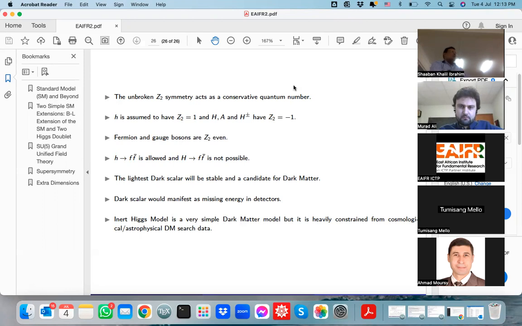And as usual, once you assume something in addition to the standard model, you get quite a lot of information and predictions from this. So yes, in principle, there are several directions.